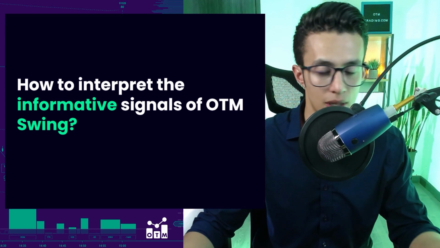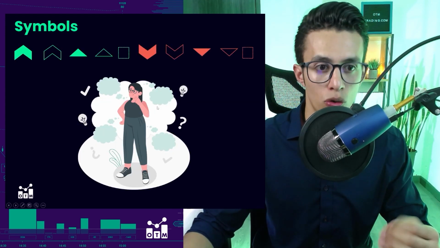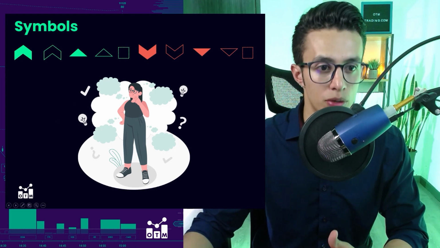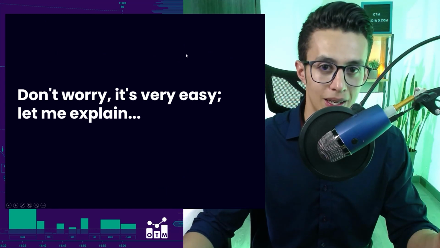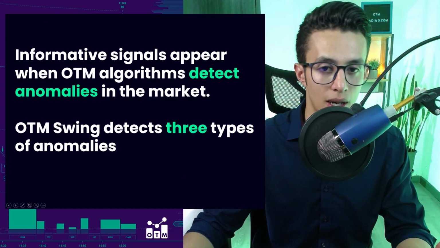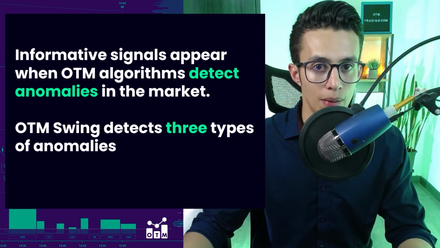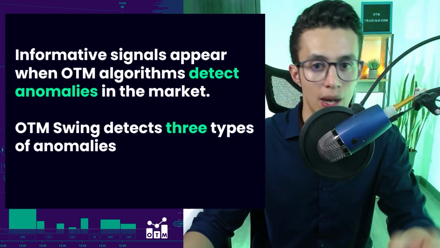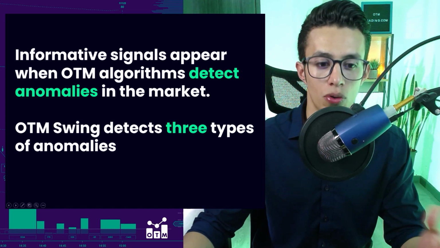How do we interpret the OTM swings informational signals from this indicator? Let's see. These are the signals or symbols from this indicator. We're going to learn about each one of them. It's really not complex, so don't worry. I'm going to explain it here. Informational signals appear when the OTM algorithms detect market anomalies. OTM swing detects 3 types of anomalies.